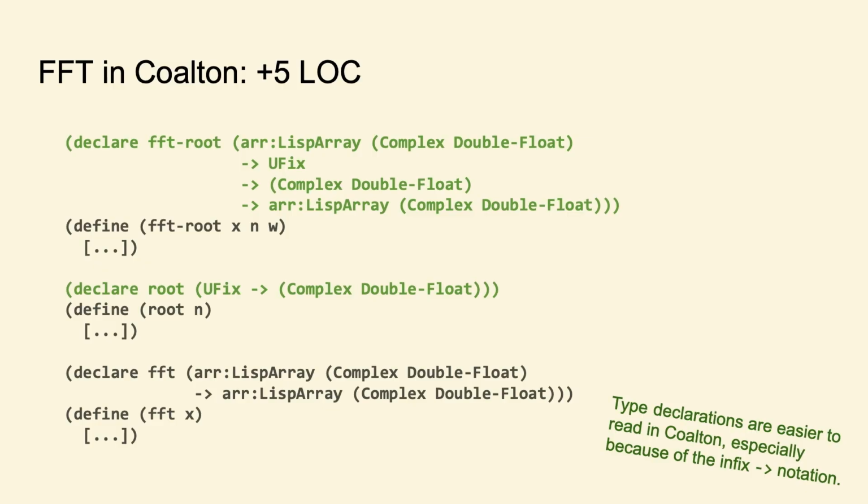Yes, we can parse symbolic expressions, so we can parse infix arrows if we want to. So this takes a Lisp array of complex double floats and a UFix, which is an unsigned fixnum, and a complex double float, and returns a Lisp array of complex double floats. Simple. Same concept in both Lisp and Coalton.